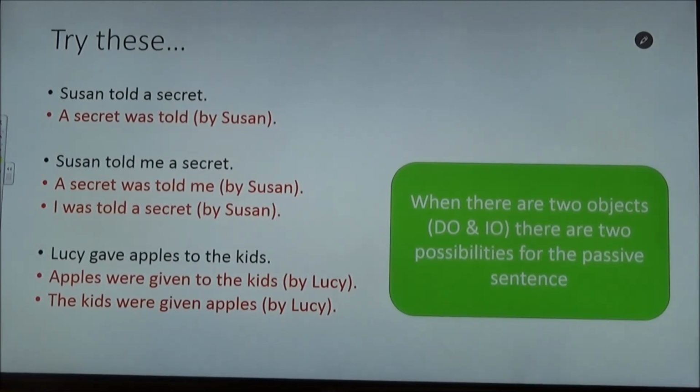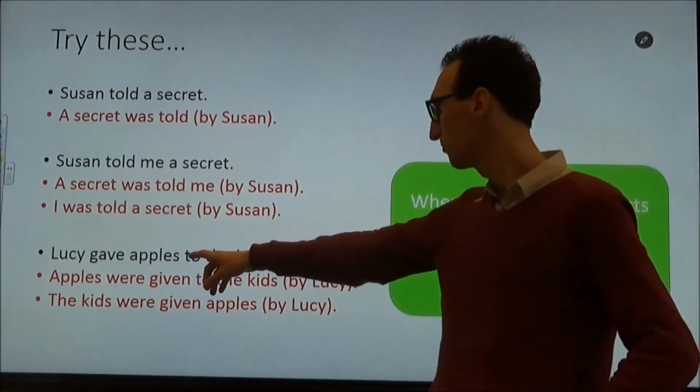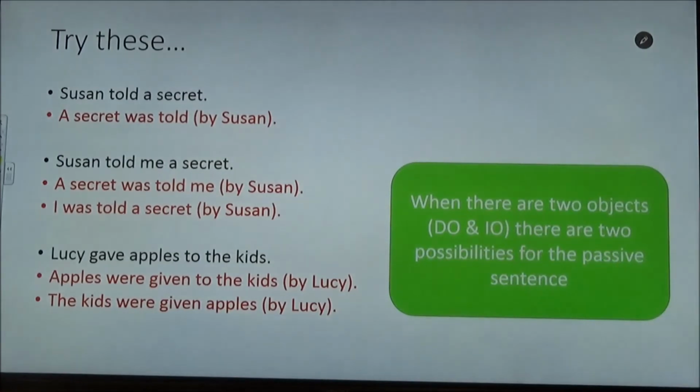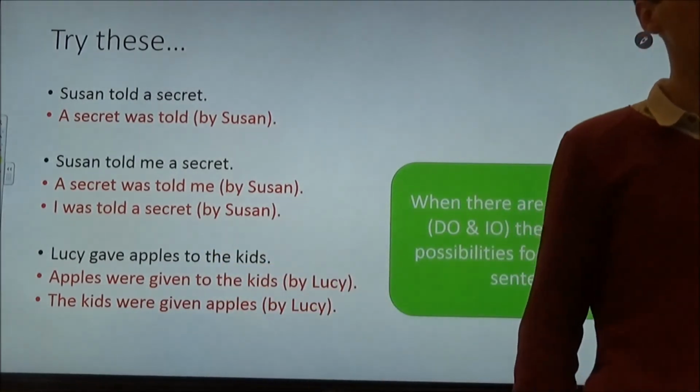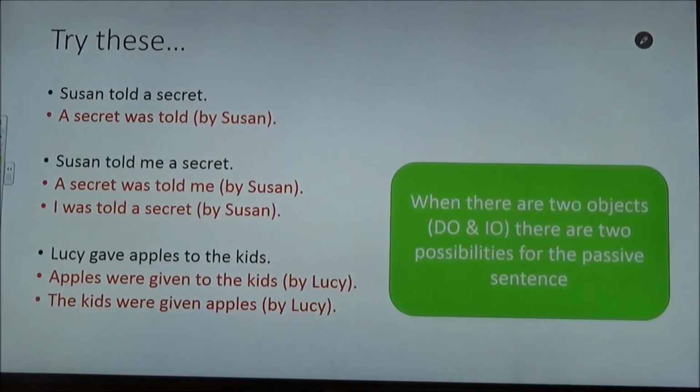So, Lucy gave apples to the kids. Apples is a direct object, so that becomes a subject. Or the kids. That's an indirect object, that's another object. It could also be made the subject. So you can either start with apples or with the kids. Whatever you like. Susan told me a secret. A secret is a direct object, so you can start with a secret, but you can also start with me. And you don't say "me was told", say "I was told" there.